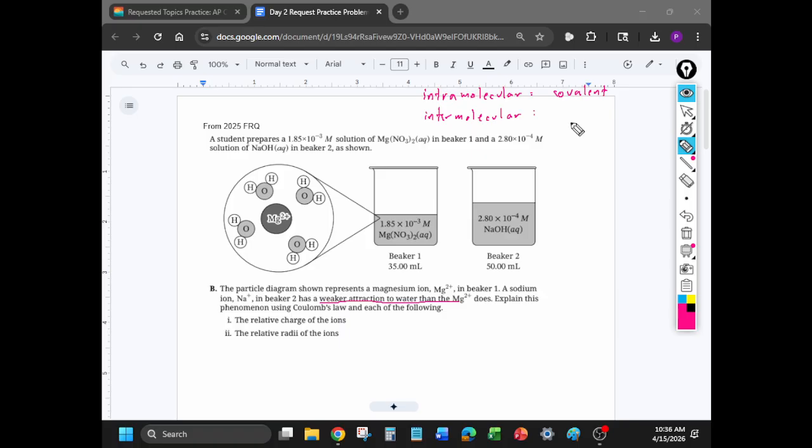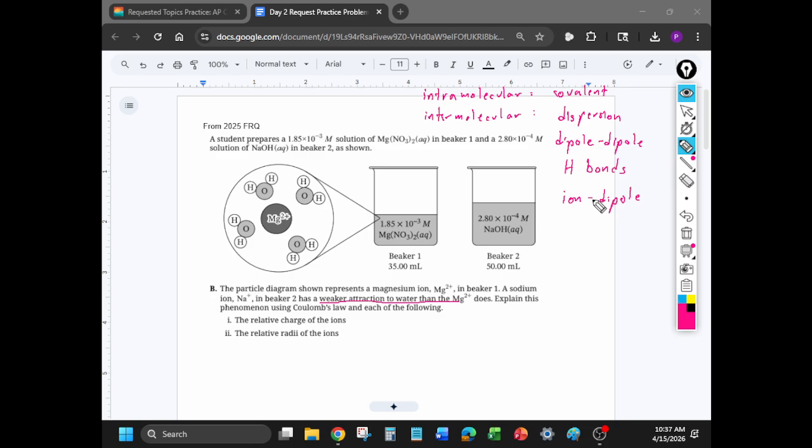Anyone remember one of them? Yeah, London dispersion forces. Dipole, right? And the last one? Hydrogen bonds, good. There is another one that we do talk about, and it's called ion dipole. And it's very similar to dipole. Let's talk about what dipole is real quick.